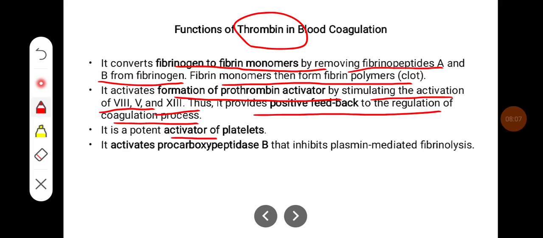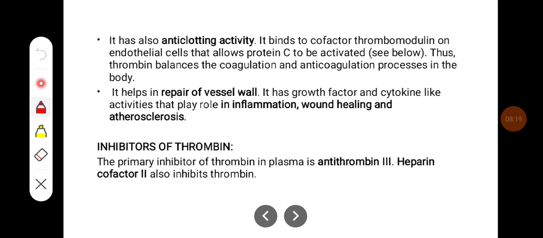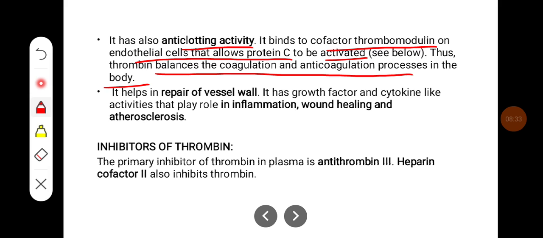It is a potent activator of platelets. It activates procarboxypeptidase B that inhibits plasmin-mediated fibrinolysis. It has also anti-clotting activity. It binds to cofactor thrombomodulin on the endothelial cells that allows protein C to be activated. Thus, thrombin balances the coagulation and anticoagulation process in the body.